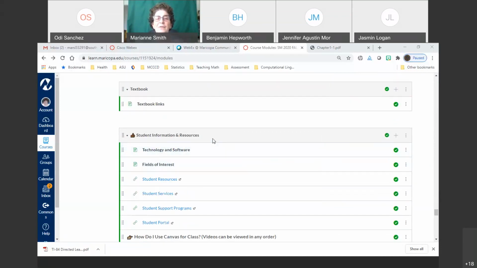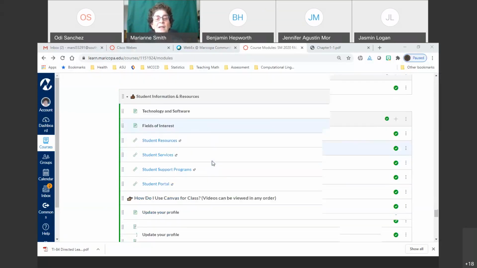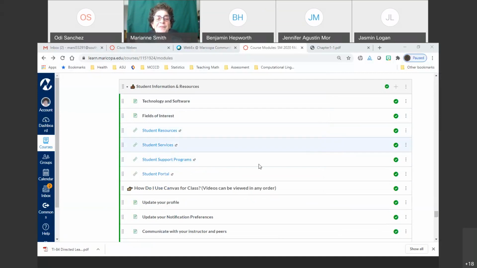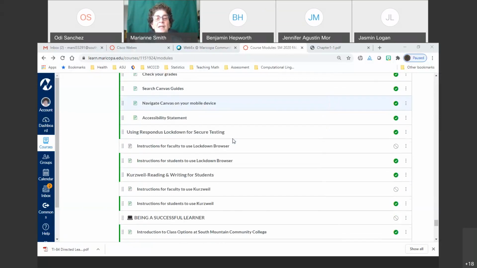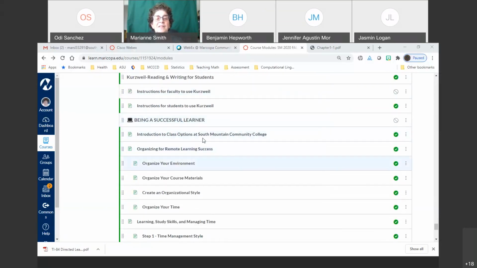This is a general student information and resources section that should be in each one of your Canvas classes. It has links to things that are important on campus at this time, like technology and software, fields of interest, services, how to use Canvas, and being a successful learner.